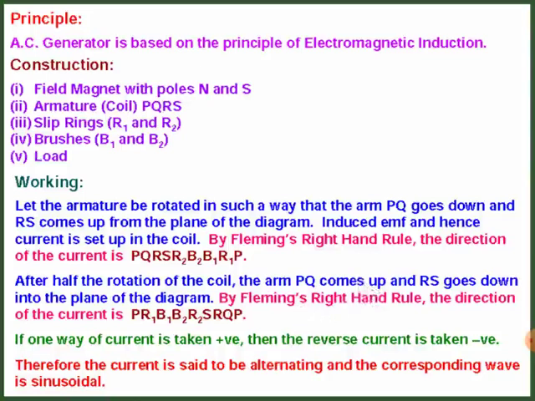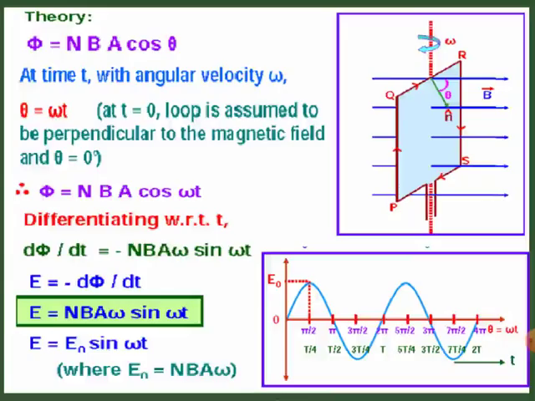So if one direction of the current is taken as positive, then the reverse current is taken as negative. If you take the first direction of the current from B2 to B1 as positive, then from B1 to B2 you have to take it as negative. Therefore the direction of the current changes periodically after every half of a time period. So the current is said to be alternating, and the corresponding wave is sinusoidal. The sinusoidal waveform is shown here like this.